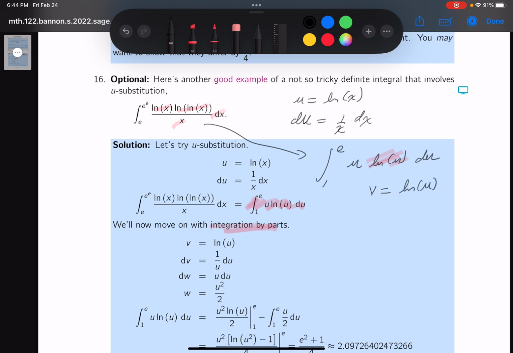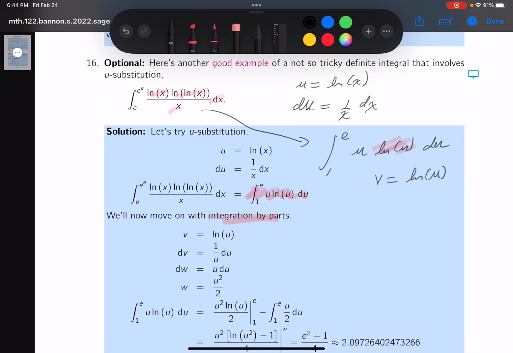Now, when I do that, that forces me to say what the other guy is. And I'm moving up in the alphabet, by the way, so I'm not going to use uv. I'm using v. Let's go to w, all right? So I'm going to say dw, looking at it, is going to be u du. So for the v, I got to differentiate. That's dv. What's that going to give you? 1 over u du. I know it's complicated. You use different letters. And over here, I got to integrate. And so w is going to be u squared over 2.